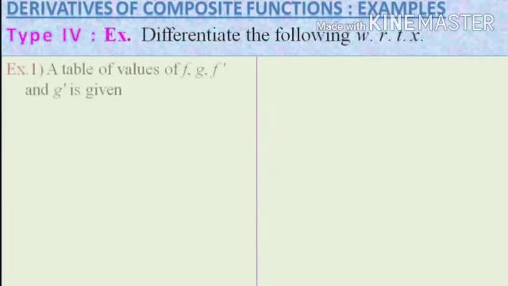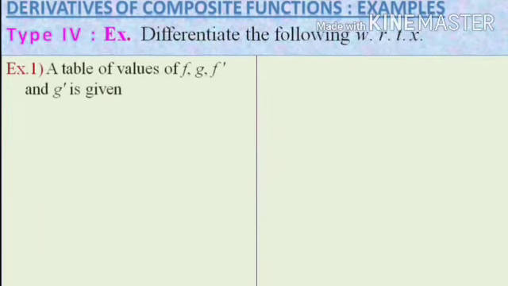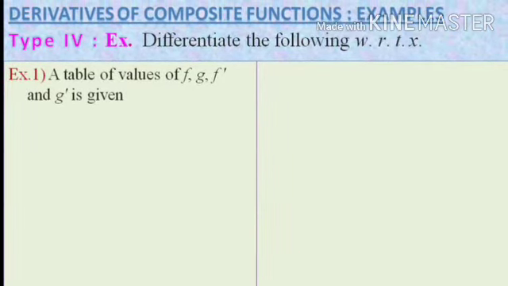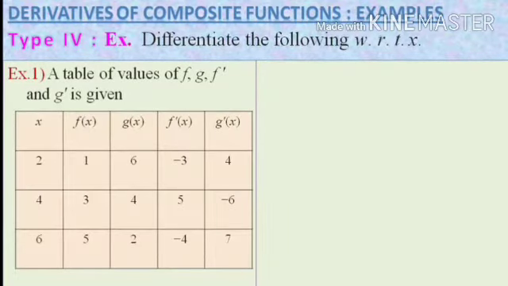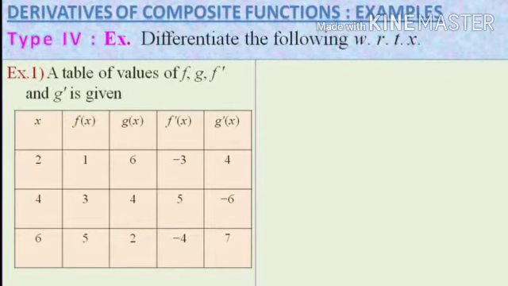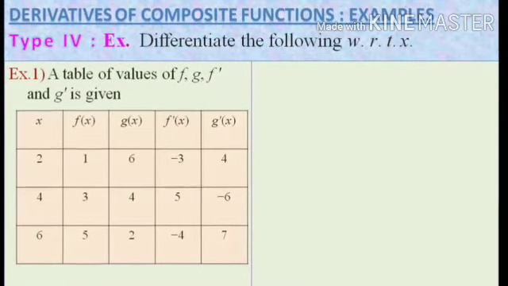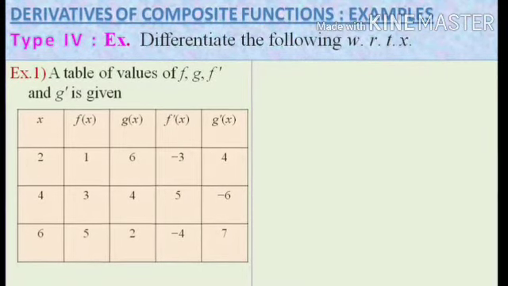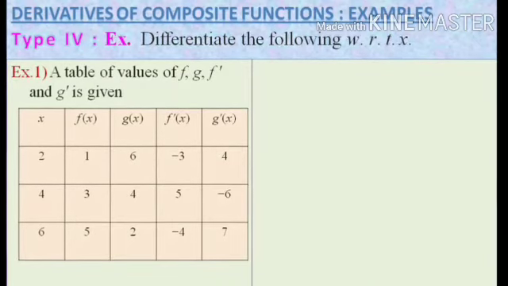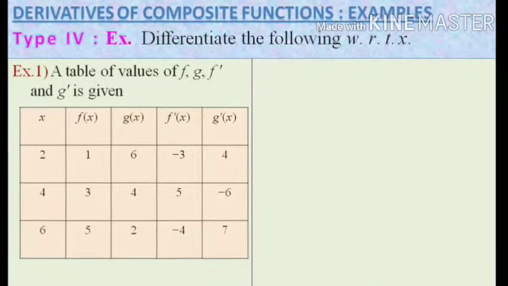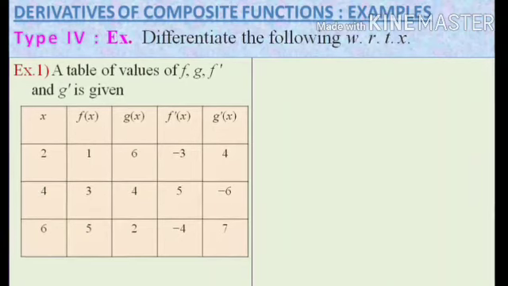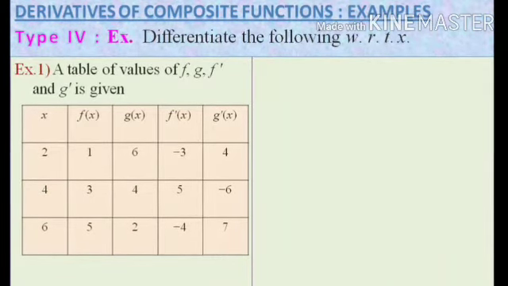A table of values of f, g, f dash and g dash is given. From that table we have to solve some examples. In the table, the values of x are 2, 4, 6, and also the values of f of x, g of x, f dash of x and g dash of x are given.